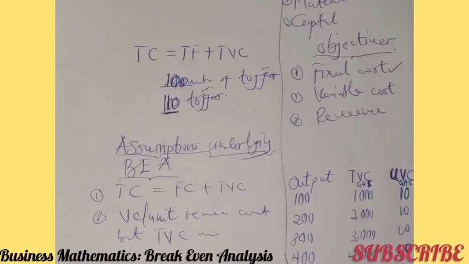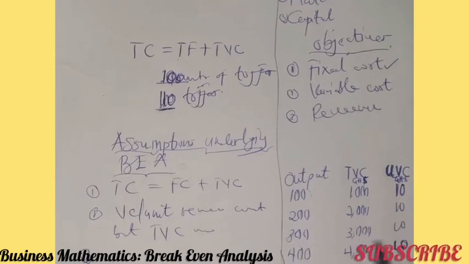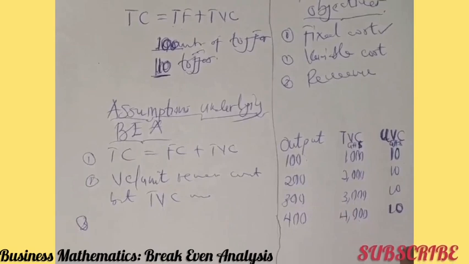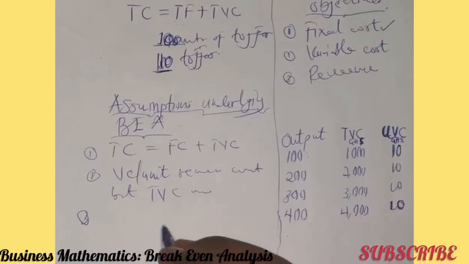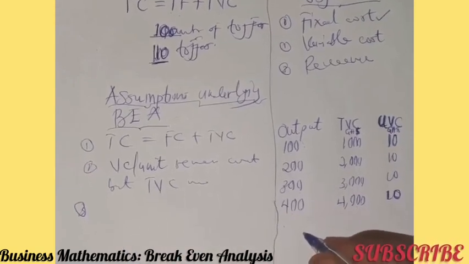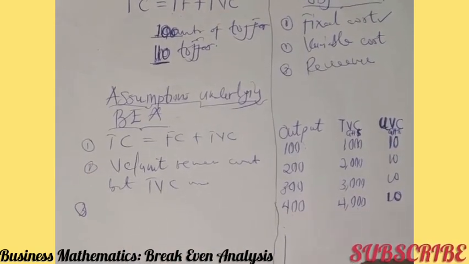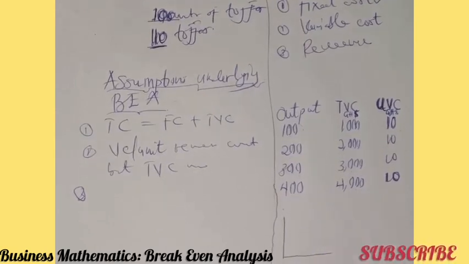So that's why the assumption is trying to tell us that under break-even analysis, your unit variable cost remains constant, but your total variable cost changes with respect to the output level of sales. So that's another assumption that you need to get clear. If you plot this on a graph, your total variable cost will be something like this.